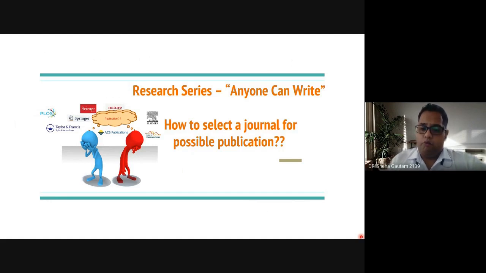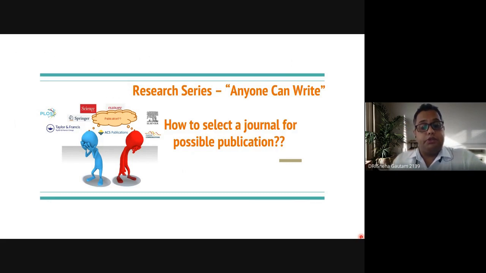On this platform we will learn about how to select a journal for possible publication. And you can easily see which one is the best journal for your article, for your research. Now, there are many publications, but which one is best for your article is a little difficult to find. But on this channel you can find the best publication for your article. How? I will tell you.